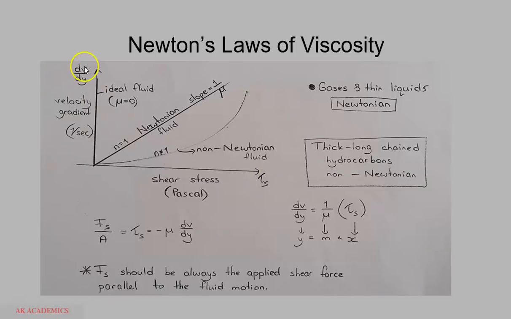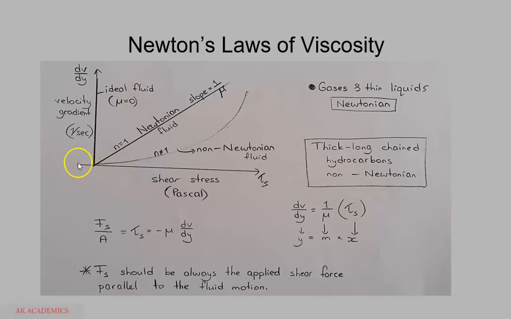Starting from shear stress equal to 0 right up until any value we decide, we can obtain the value of velocity gradient dv dy, and then we'll plot that graph of dv dy against shear stress. If we do that for n equal to 1, we will obtain a straight line for the Newtonian fluid. In that case, the slope is going to be equal to 1 over mu, where mu is our viscosity. For an ideal fluid, mu is equal to 0.